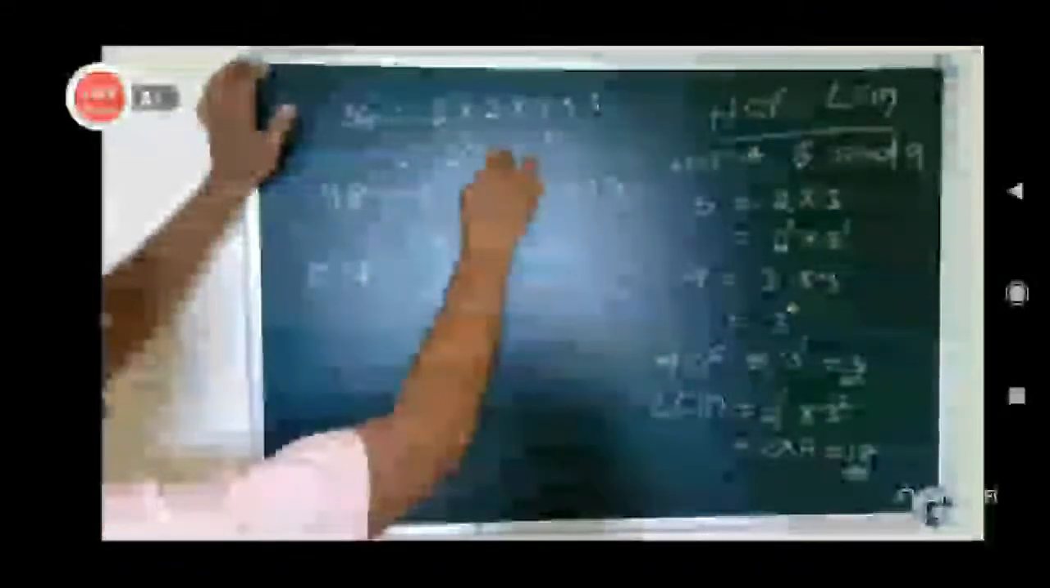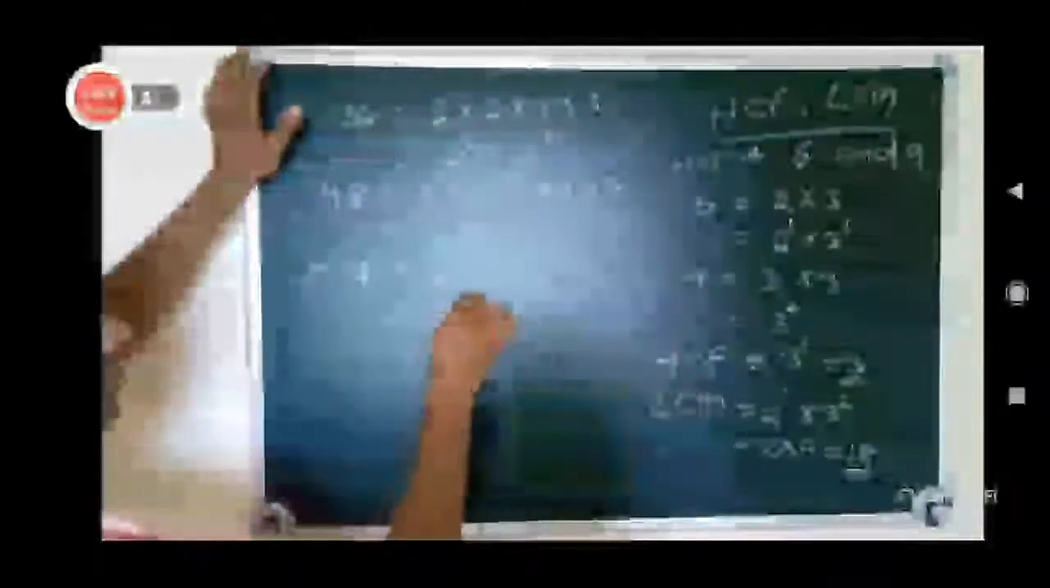is the product of the lowest power of the common factors. 2 is a common factor, but which is the lowest power? 2 square. Into 3 also, what is the lowest power? 3 to the power 1. This equals 4 into 3, which is 12. So the HCF of 36 and 48 equals 12. It is the product of the lowest power of the common prime factors.